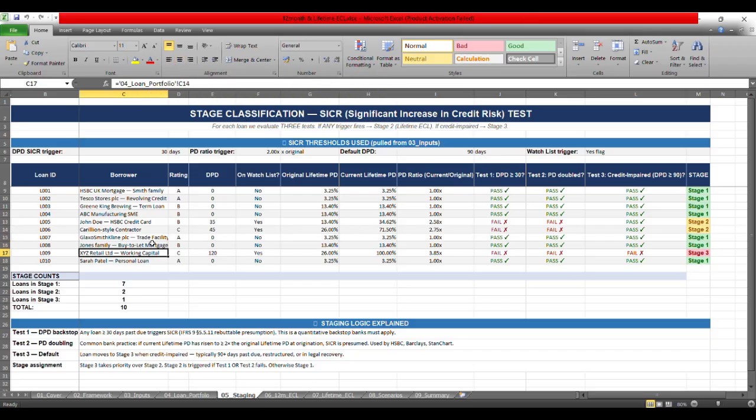Now let's look at the XYZ retail loan working capital, here the DPD is 120.